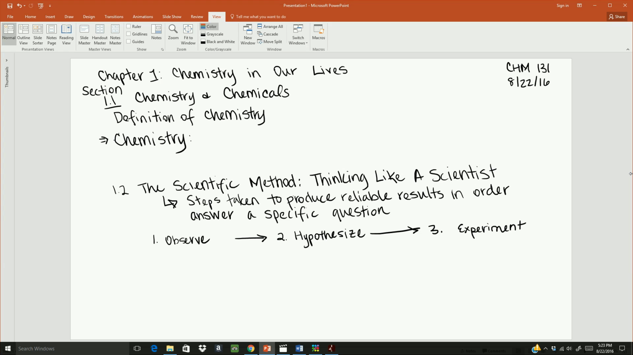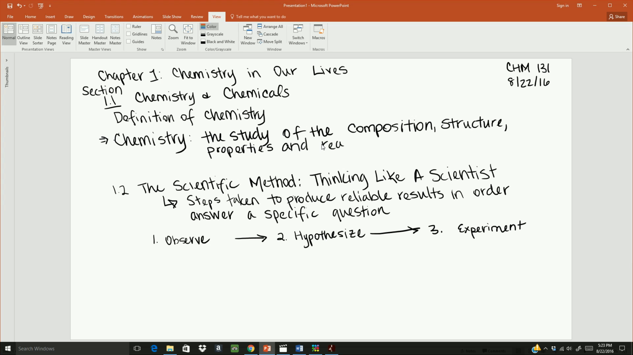So the first thing that we'll talk about is just the definition of chemistry. So chemistry is the study of the composition, structure, properties, and reactions of matter.